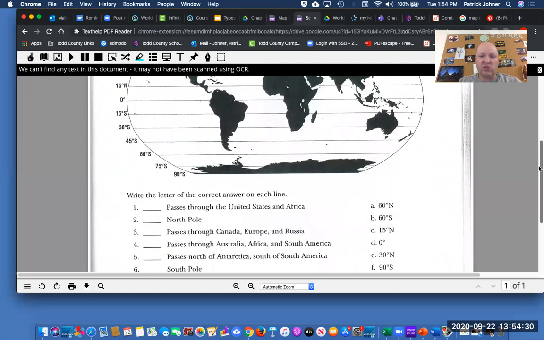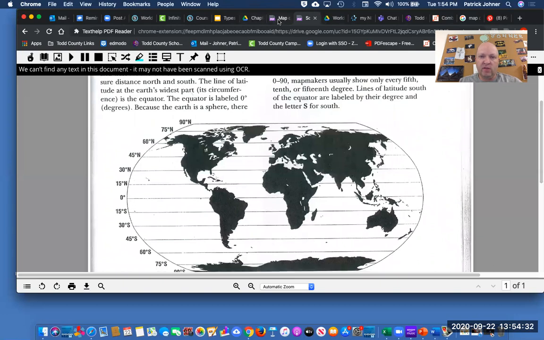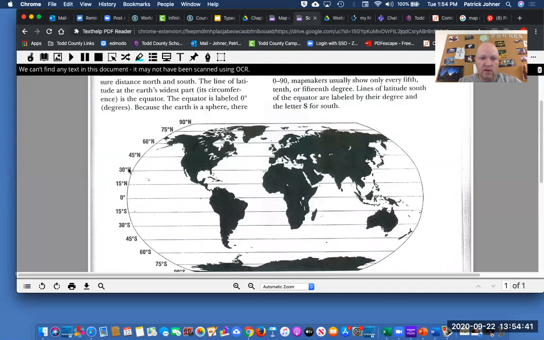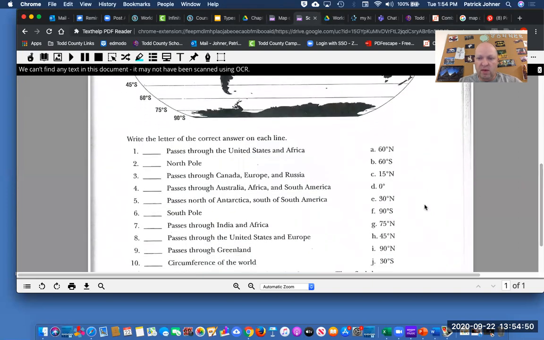So it says passes through the United States and Africa. So if you're not sure where the United States is, here's the United States, there's Africa. And if we look, this line right here passes through the United States and Africa. So 30 degrees north, which would be the letter E.